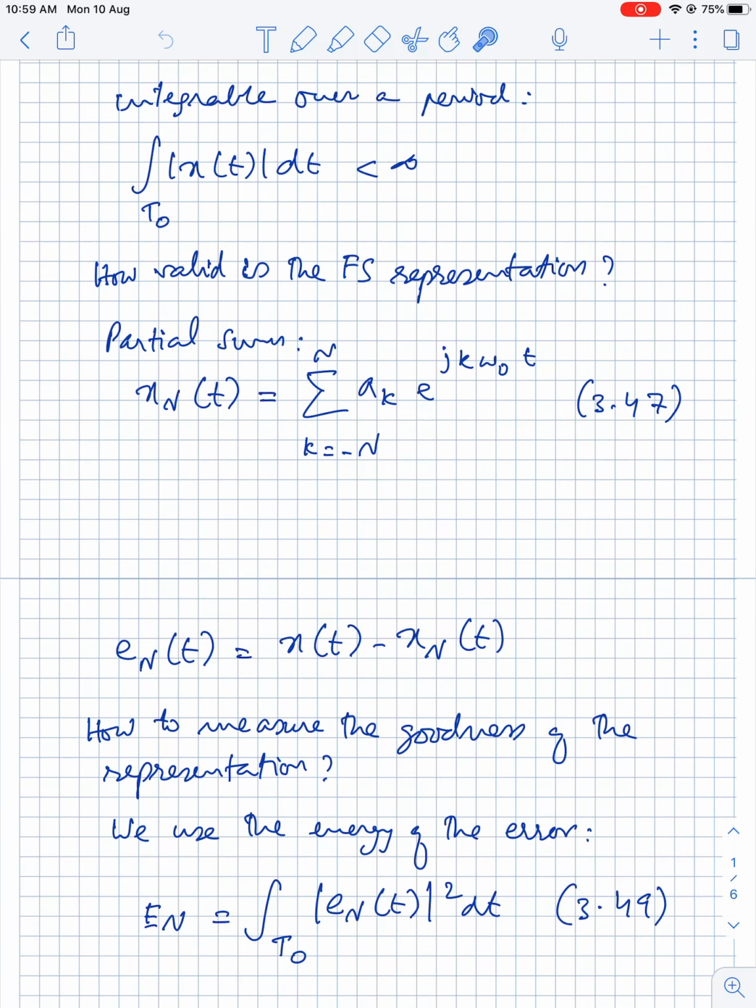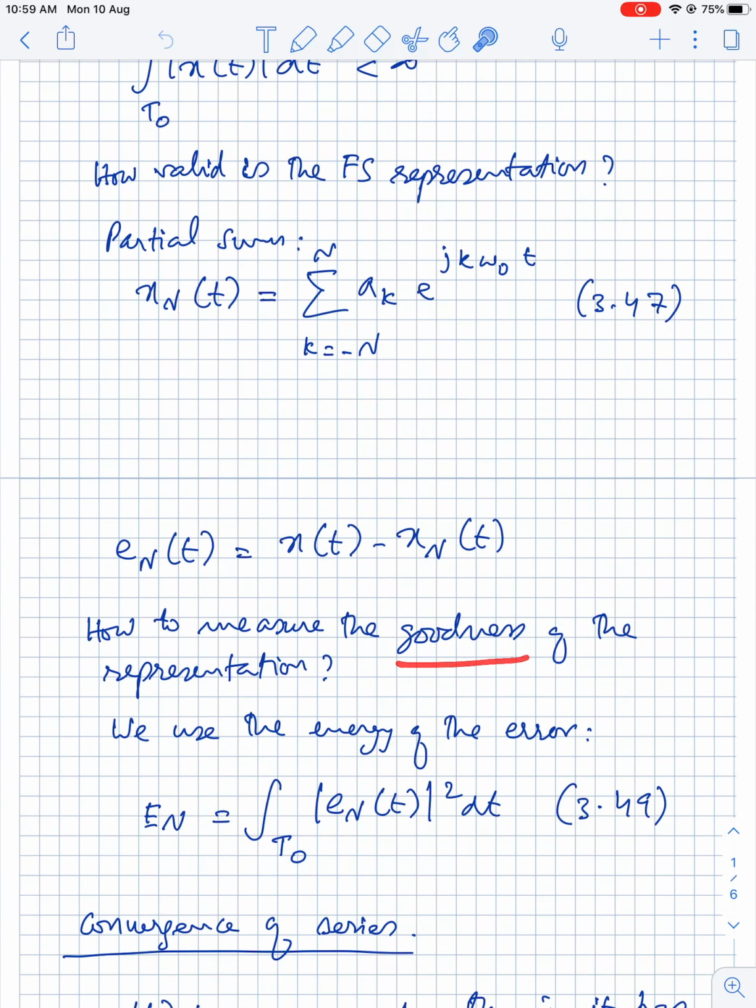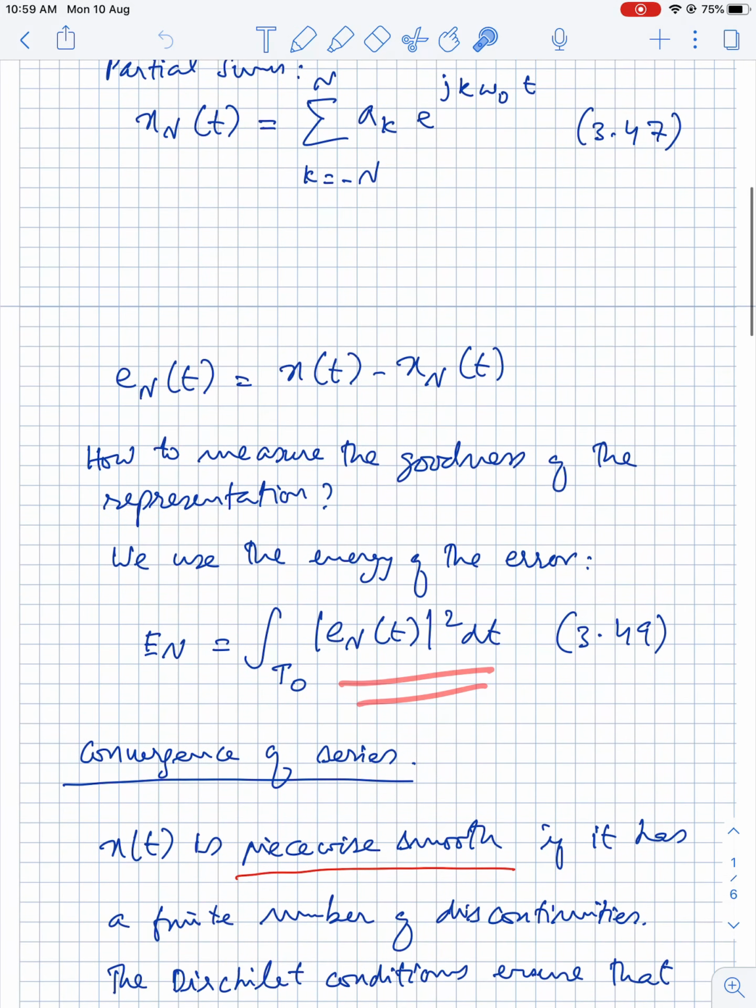Now, how to measure the goodness of the representation? We need a metric to measure how good the partial sum is. For that we will use the energy of the error. This is the metric we have decided to use. The energy of this same error over one period is what we will use, and we will call it E N.